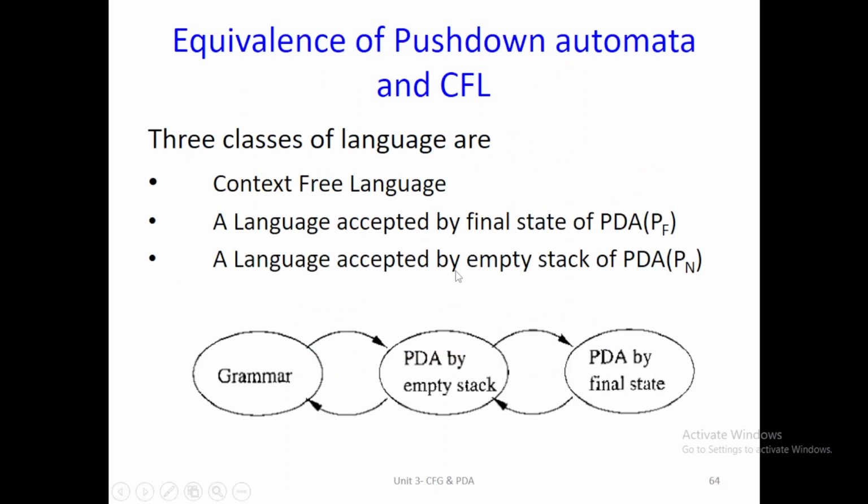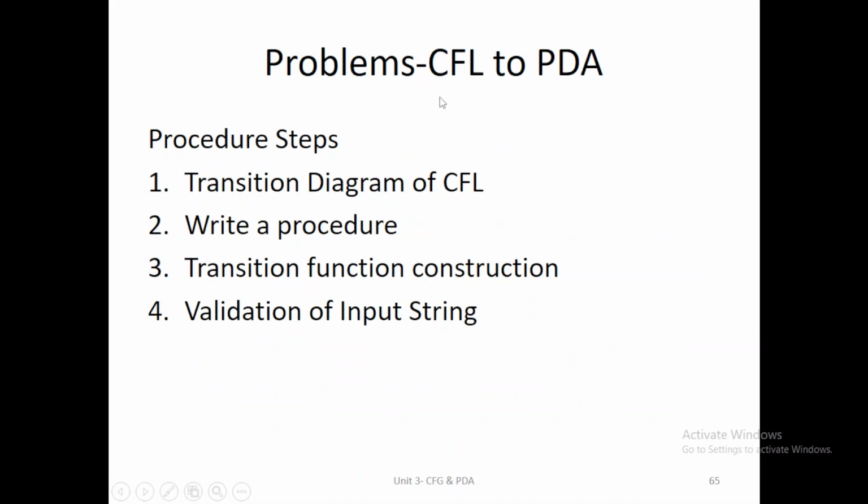And equivalence is the problematic portion we are going to discuss here. That means the conversion of a context-free language to a pushdown automata. So how can we check it out? There is a four-step procedure for implementing the conversion of CFL to PDA, in which they will give a context-free language and we want to construct a pushdown automata from it.